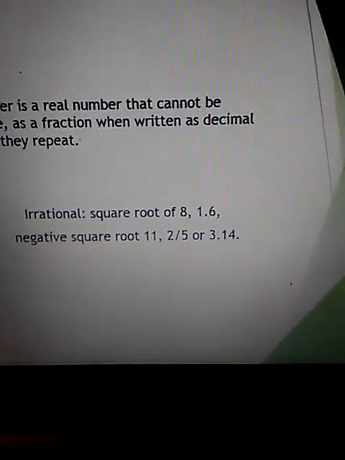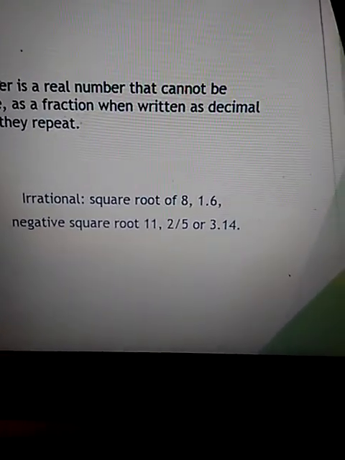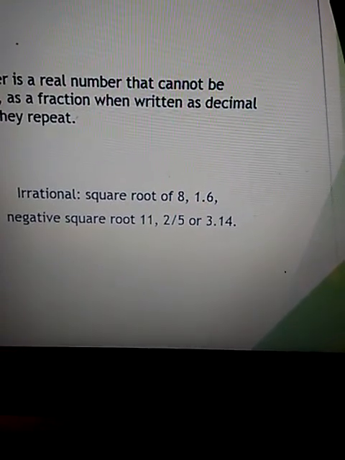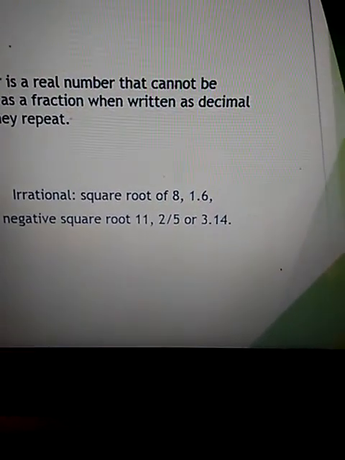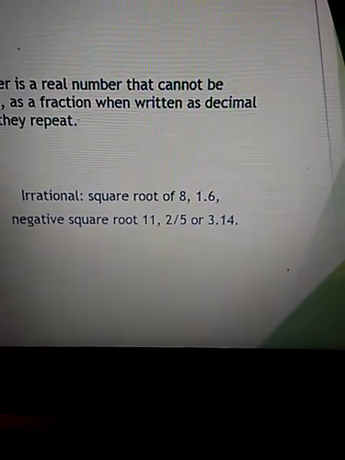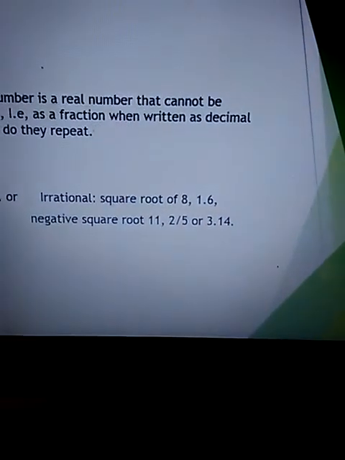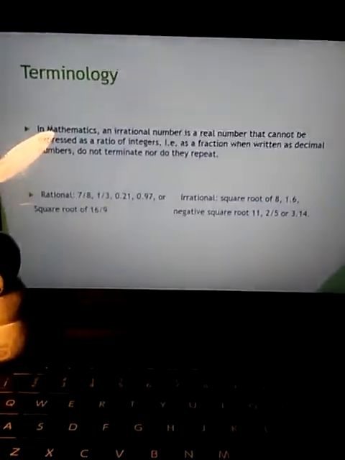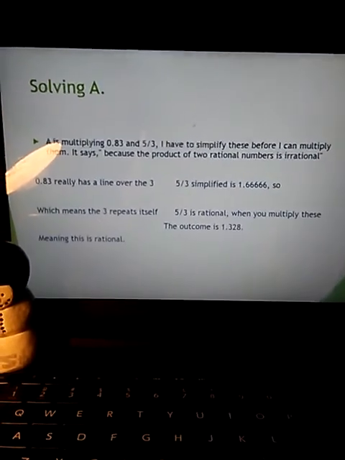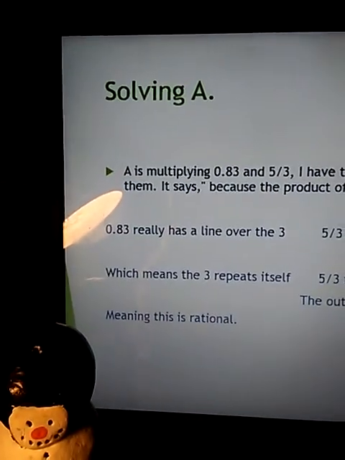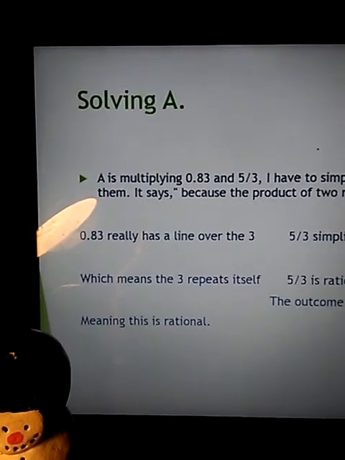Irrational numbers would be the square root of 8, 1.6, negative square root of 11, 2 over 5, or 3.14. Now, moving on to solving A.